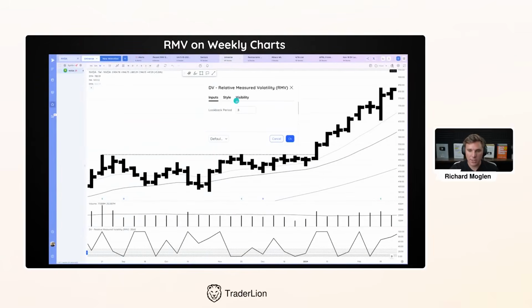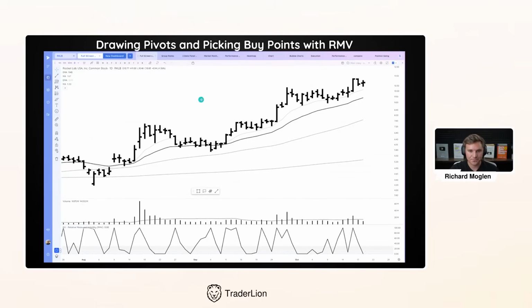On a weekly chart, I like switching it over to 3. That does a really good job of finding tight weekly ranges, and this can be really helpful. This is the NVIDIA classic breakout that had a 3 weeks tight at the end of it. RMV went down to 0 right before it, and we saw that expansion up nicely and quick double here. So for weekly charts, I like RMV equals 3.